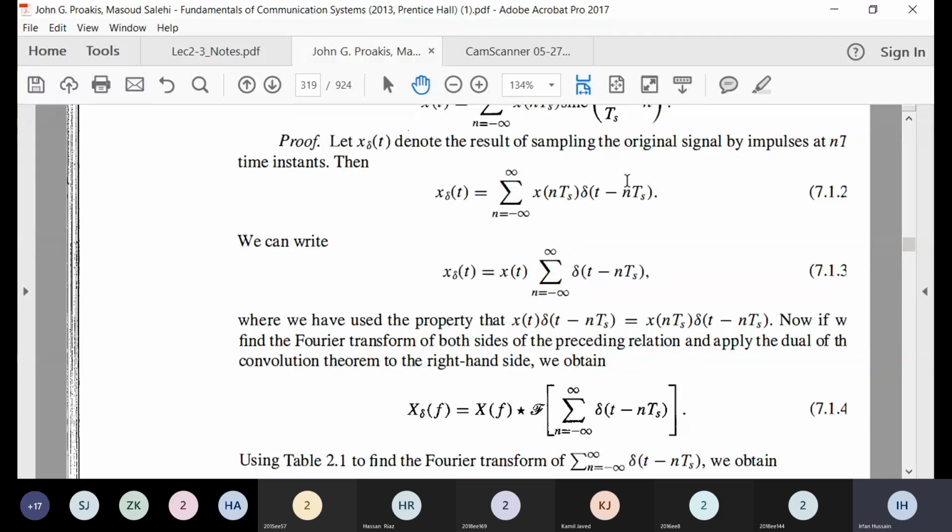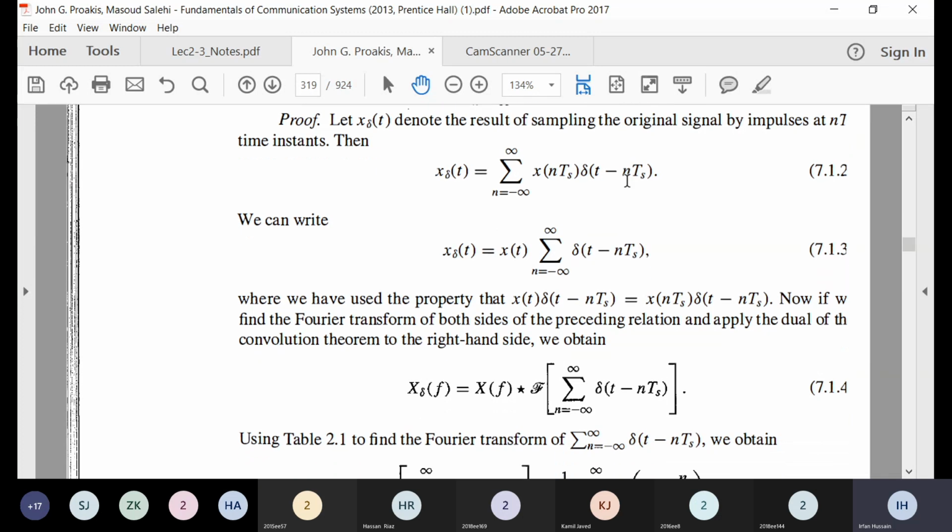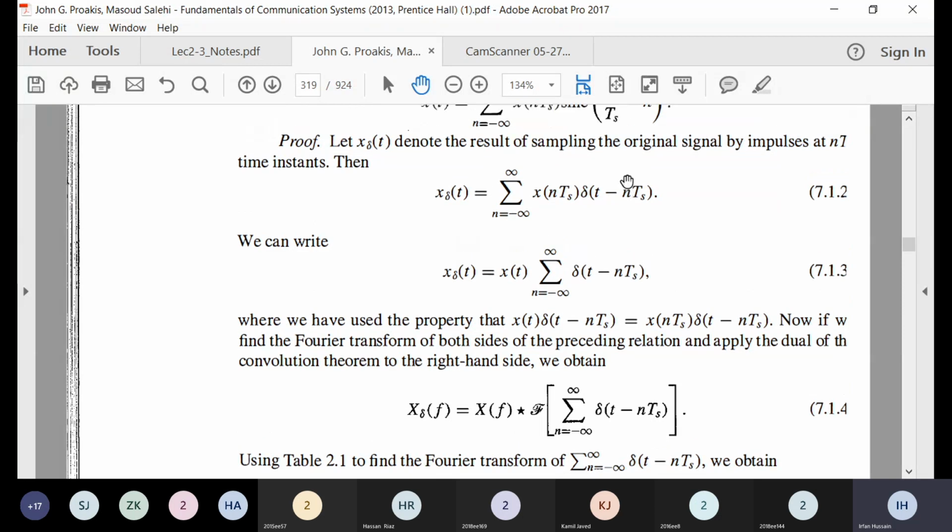First of all, I would like to explain with respect to the book, as is my practice, but then some subtle points not given in the book, or from practical sides, will be discussed later. So let us go. First of all, let us say that x delta is my sampled signal. So how do you sample the signal? You just multiply the signal by an impulse train, defined at the multiples of the sampling interval. And you have an infinite impulse train, you just multiply.